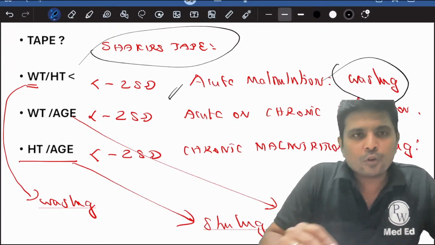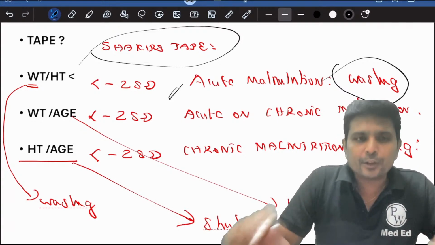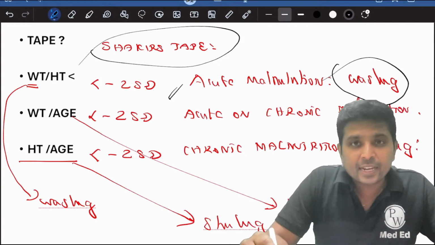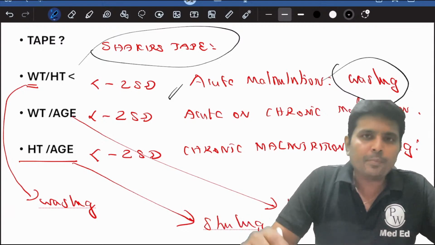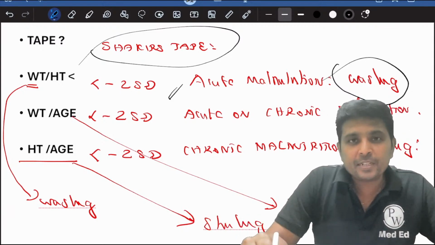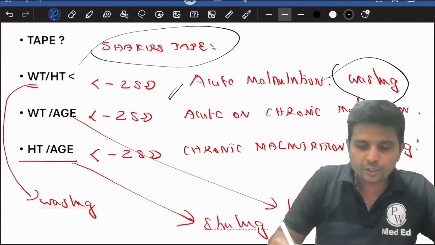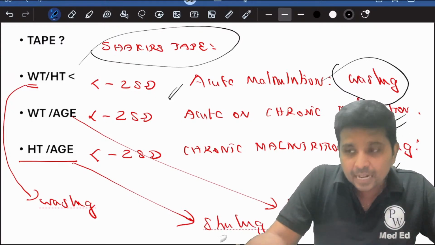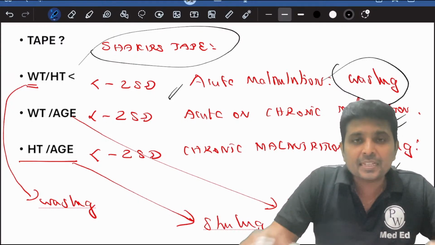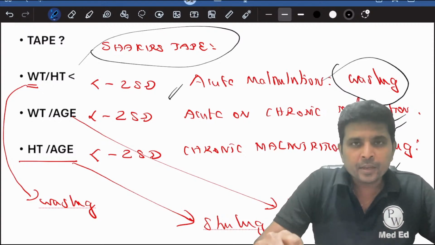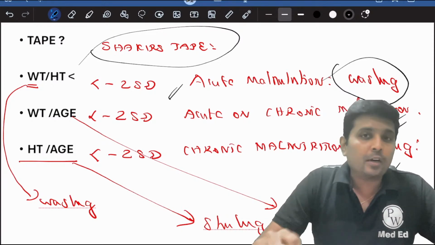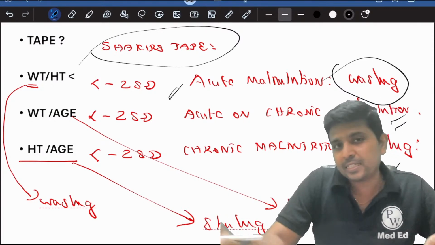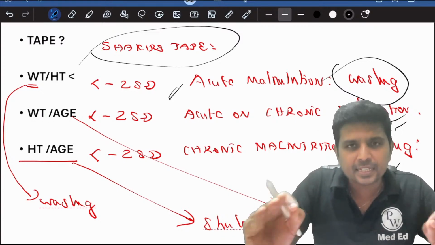Okay, right? So weight for height means wasting, that is acute malnutrition. Height for age means stunting, that is chronic malnutrition. Weight for age means acute on chronic malnutrition. Again, this last UNICET they have asked this question, that is, weight for age is affected, that means acute on chronic malnutrition. One question was asked in the recently concluded UNICET examination.